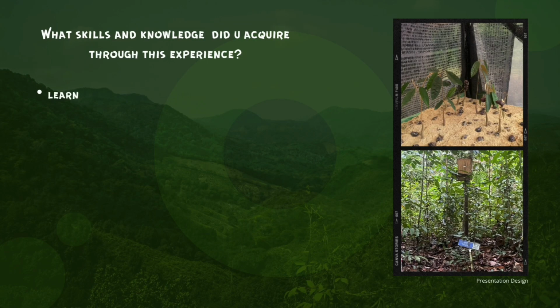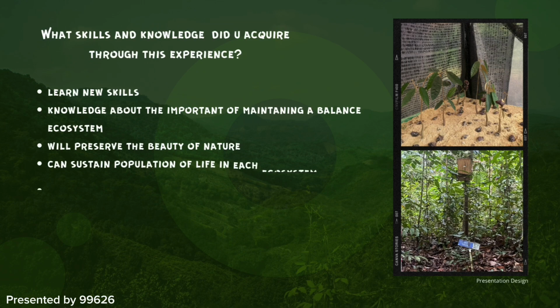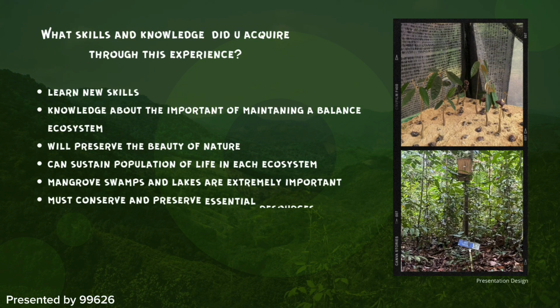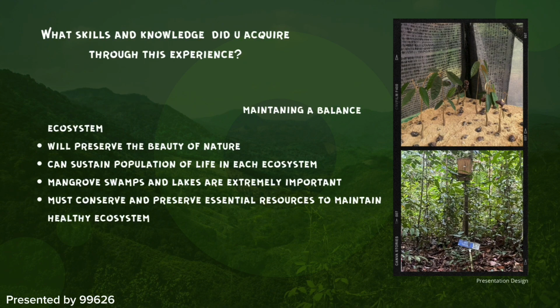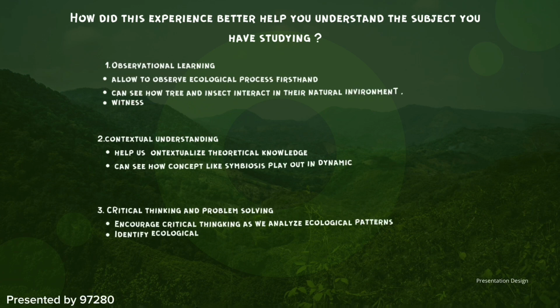In this activity, I have been able to learn new skills and knowledge about the importance of maintaining a balanced ecosystem. A balanced ecosystem will preserve the beauty of nature and can sustain the population of life in each ecosystem. For example, mangrove swamps and lakes are extremely important in maintaining an adequate water supply for life, especially aquatic life. To maintain a healthy ecosystem, we must conserve and preserve essential resources, such as tree replantation and creating animal habitats, to ensure a balanced ecosystem.